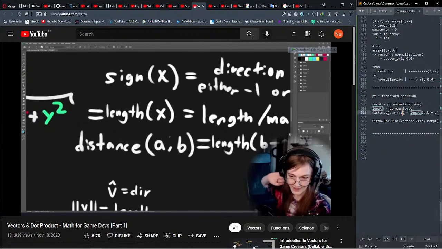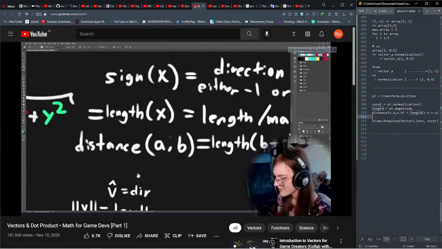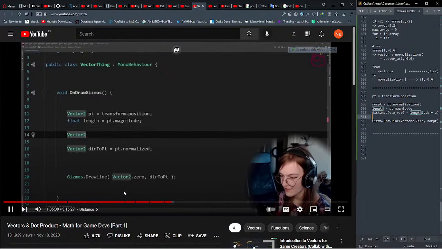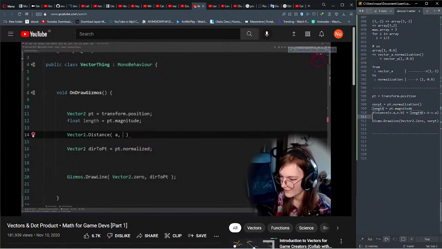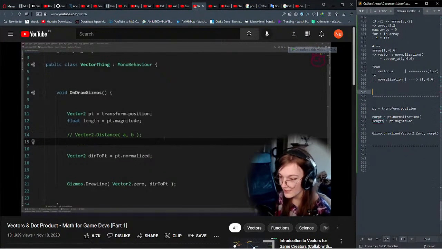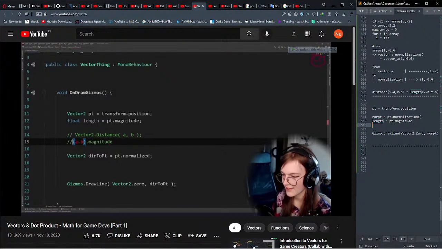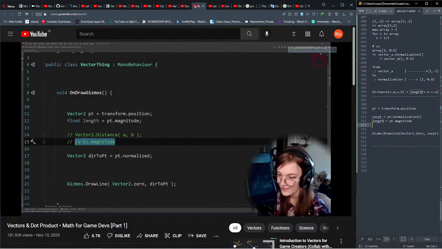Yeah, of course, there are built-in helpers for this. You don't have to do it manually. So if you want to know the distance between 2 points, you can use Vector2.Distance from A to B. This would give you the distance, but you can do it the other way around too. You could do A minus B dot magnitude, for instance. This would also give you the distance. It's the same thing, right?